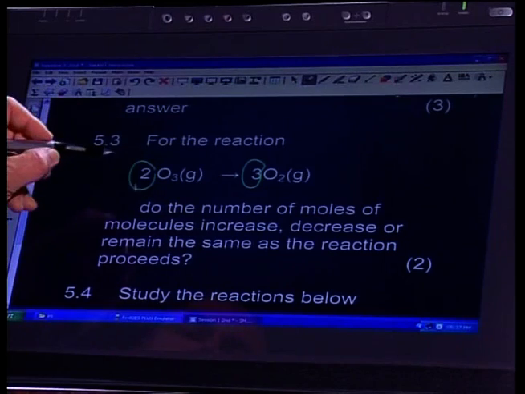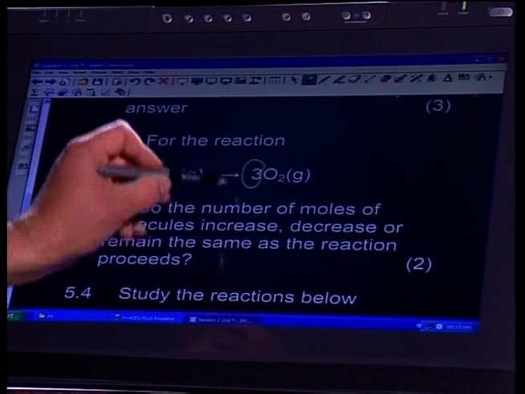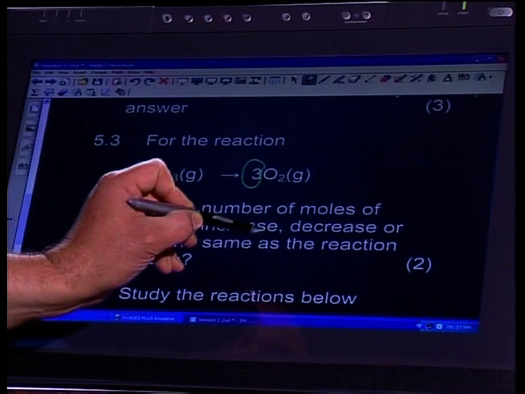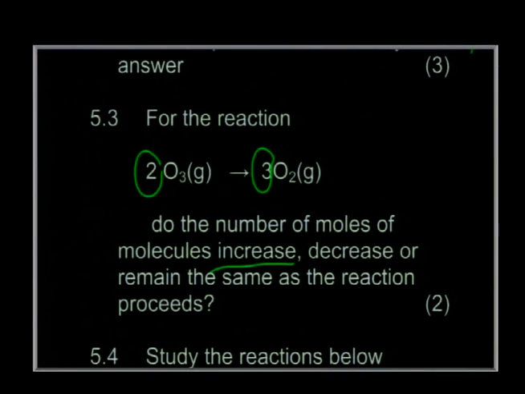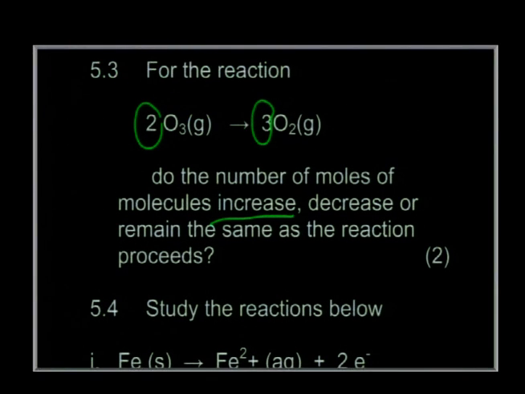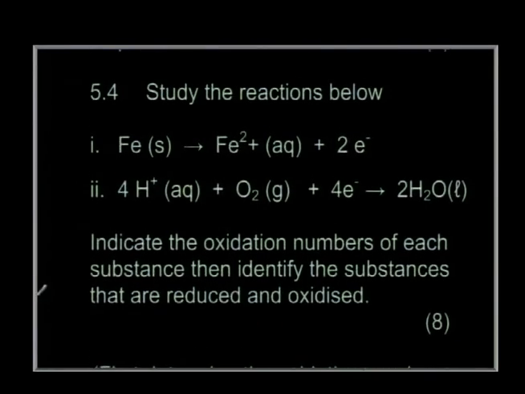And all we're asking is, is it increasing or decreasing? Well, we started with 2 molecules here, and we've got 3 molecules. So I guess the word is increase, because we're going from 2 to 3. And it's a very important idea that you understand what these balancing coefficients mean. It is a ratio of the things reacting. So just a question to stretch you into doing some thinking.